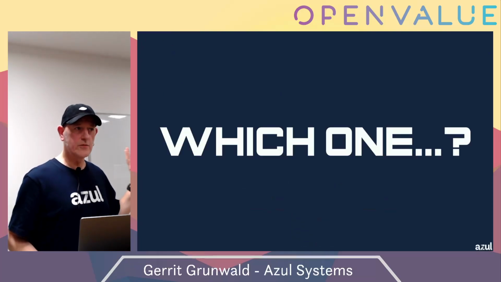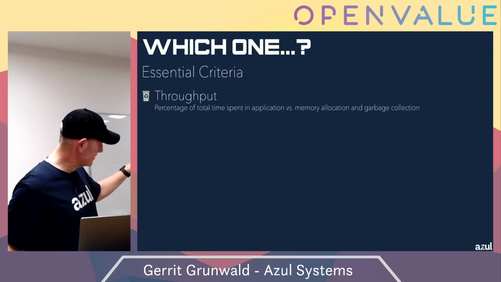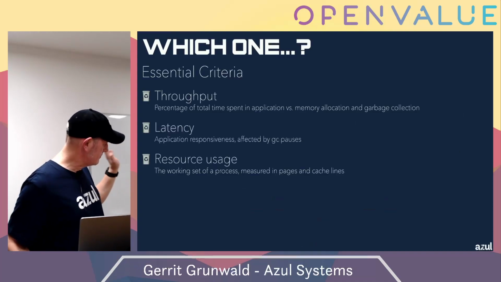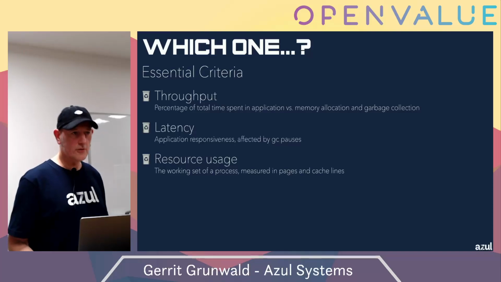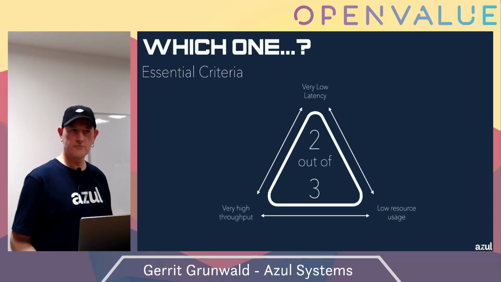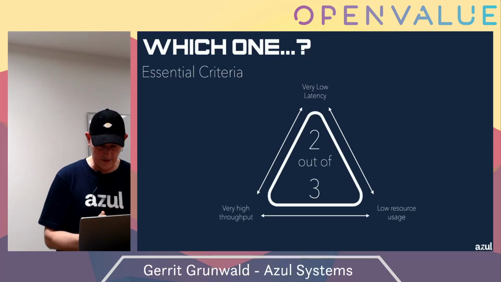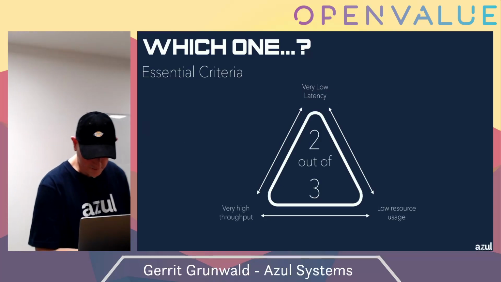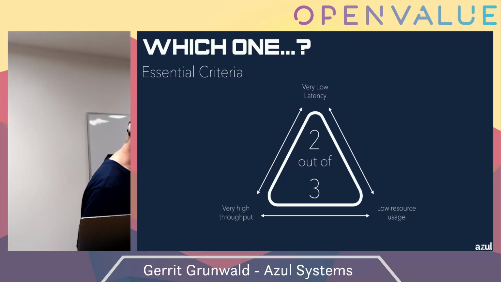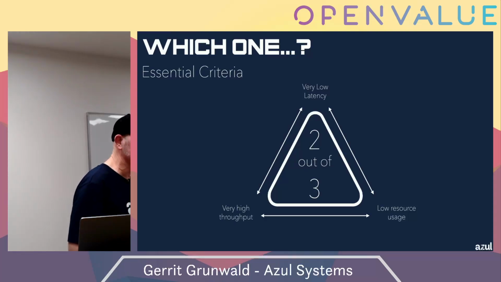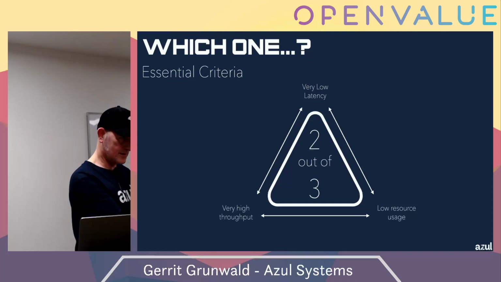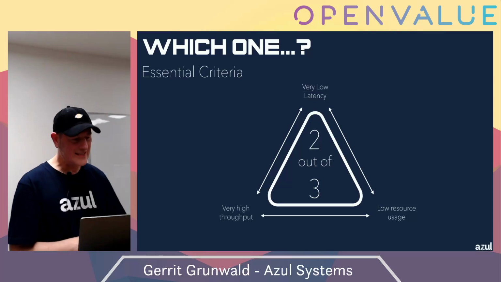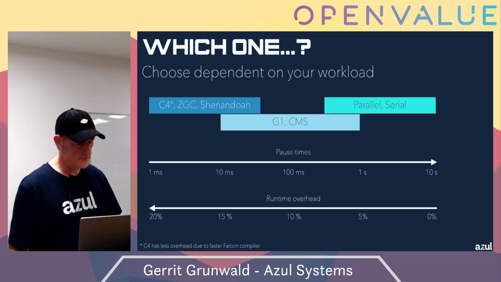This is the big question, which one to choose, right? We have three different criteria: throughput, latency, resource usage. And the good thing is you can only choose two of the three, because it's the triangle of, I don't know, terror. If you would like very low latency and you need the highest throughput, awesome, but the resource usage will be terrible, right? You say, but I have restricted resources, but I need very low latency. Sorry, no, very high throughput. This is the problem here, right?